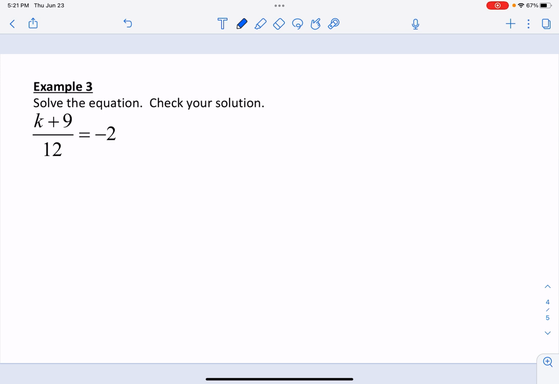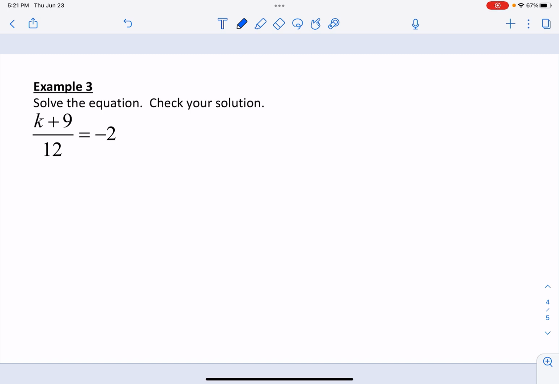Okay, so now this one. This one kind of goes against what I said about PEMDAS, because I said it's the opposite order of operations. So many of you are going to try and subtract 9 first. Okay, in this one, we have to multiply by 12. So think about reading this. K plus 9 divided by 12.